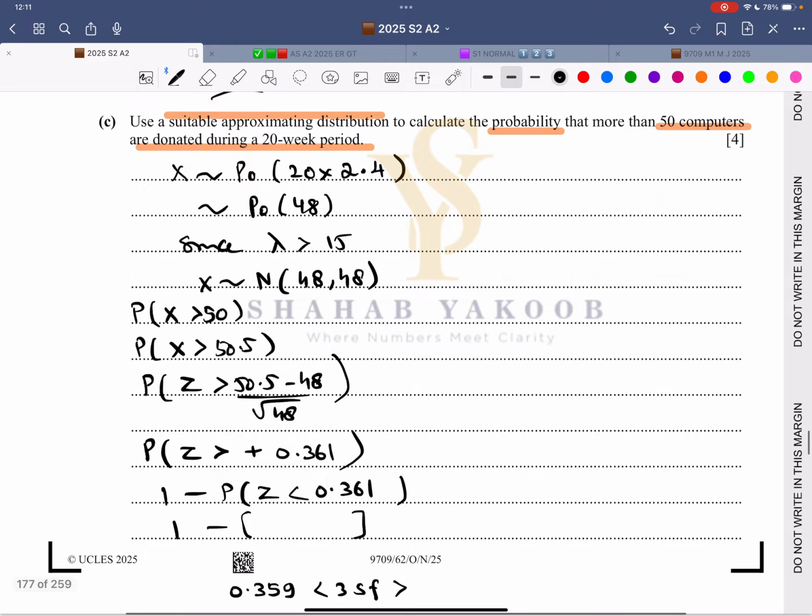The next one: use a suitable approximating distribution. Calculate the probability that more than 50 computers are donated during a 20-week period. 20 times 2.4 is 48. Since lambda is greater than 15, X follows a normal distribution with mean 48 and variance 48, because it's a property of the Poisson distribution that the expectation and variance are the same.